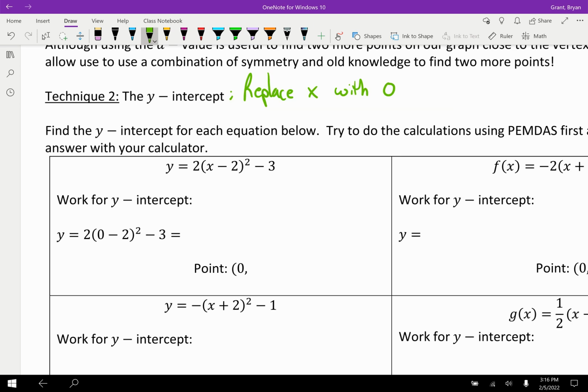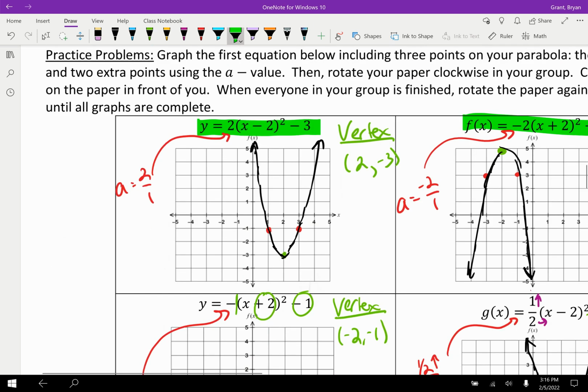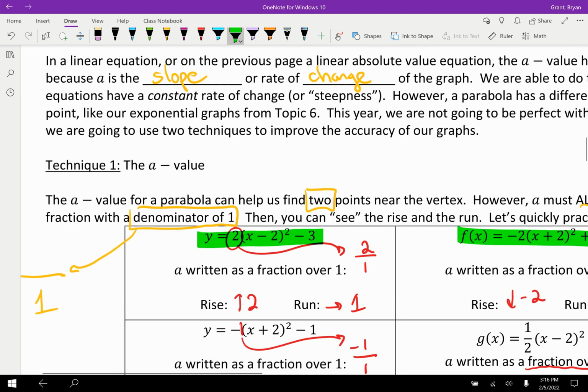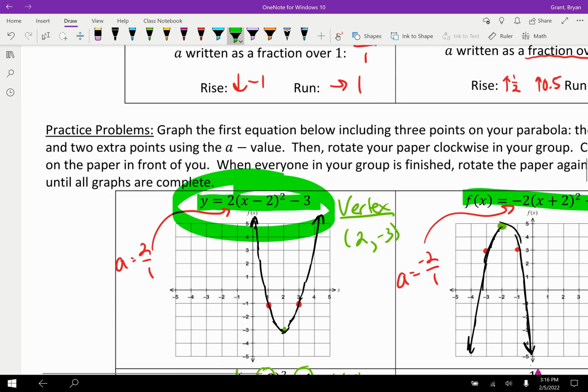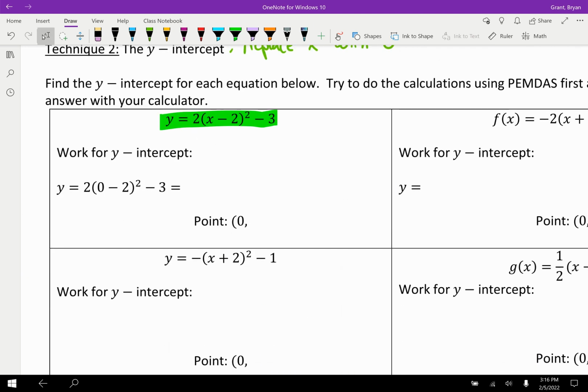So for the y-intercept, the first thing we need to do, here's this equation. Does this equation look familiar? Oh, well, it should, because this equation is here, and it's back here. It's the same equation again. We're just going to take that graph and make it more accurate. So the first thing we do is we replace the x with 0. And that's why in our final answer, the point has an x value of 0.